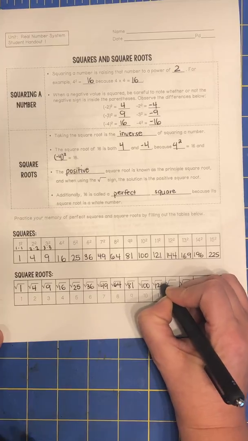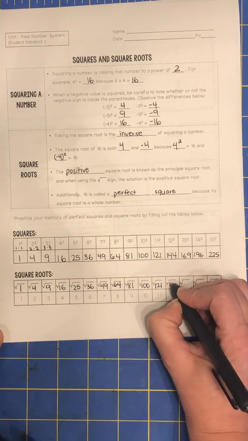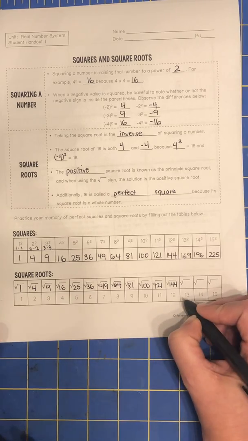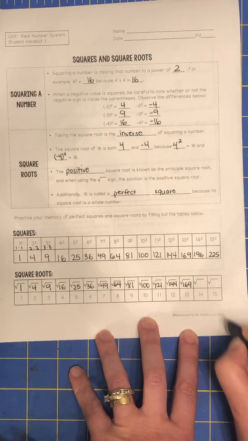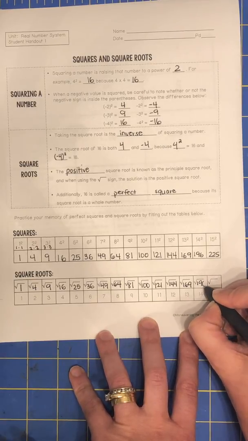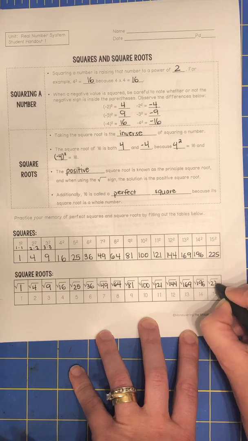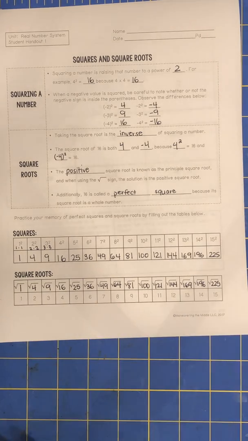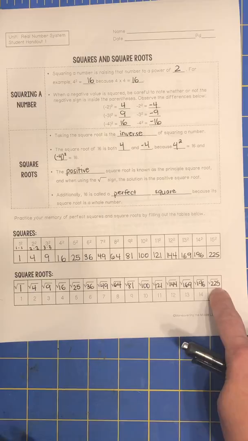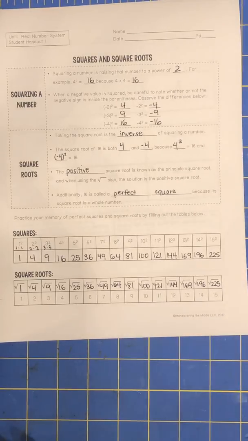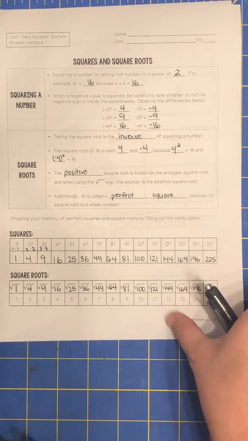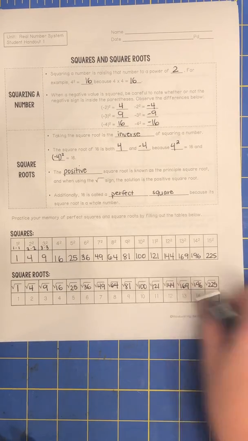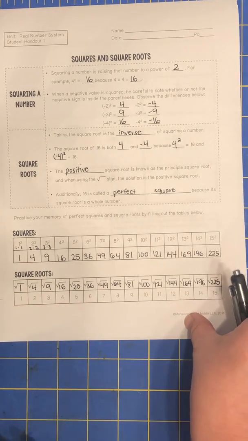The square root of 121 is 11. The square root of 144 is 12. The square root of 169 is 13. The square root of 196 is 14. And the square root of 225 is 15. Again, that's just saying, if I take this number and I ask what two of the same number I multiply give me this as my answer, that's what I'm looking for essentially. It's exactly the opposite of a square. These are all examples of perfect squares.